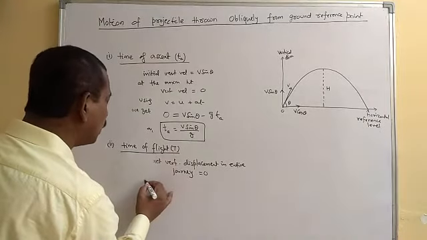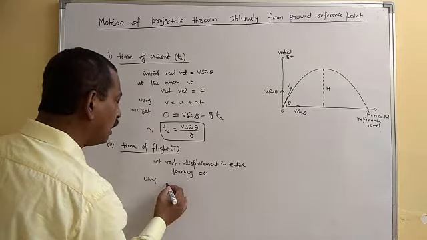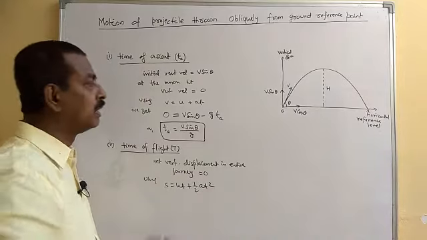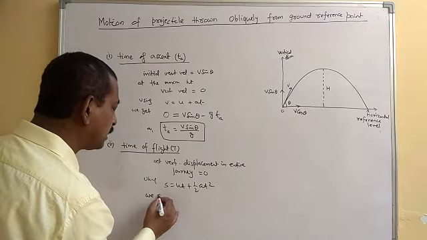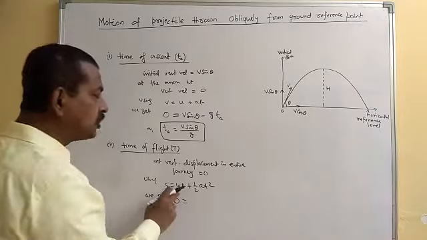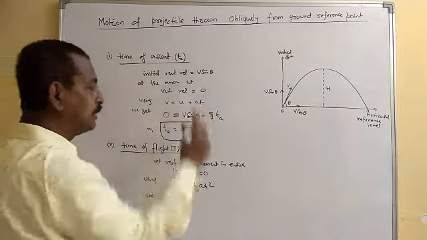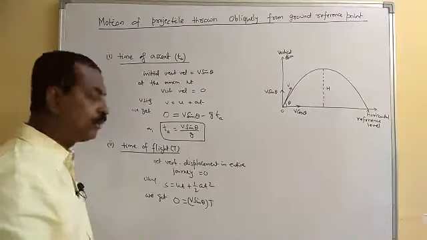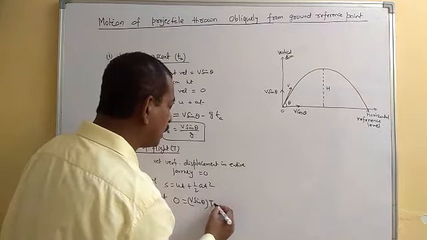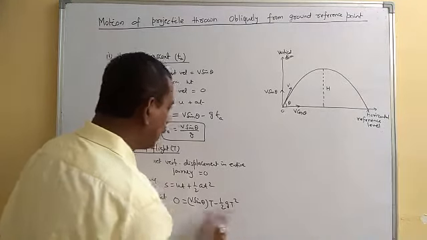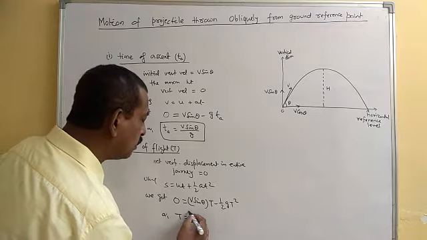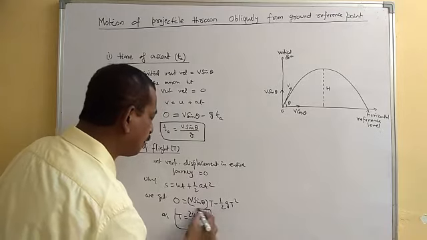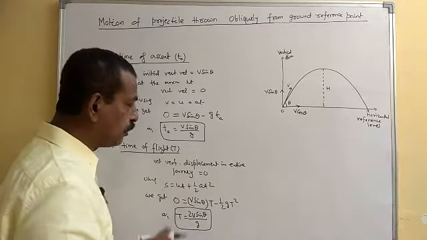So again, if you use the S equals ut plus half at square formula, the net vertical displacement is 0. Initial vertical velocity that we have taken v sine theta, so this is your v sine theta into t, that is the time of flight, minus half g t square, or T will be equal to 2v sine theta by g. So this is the expression for time of flight.